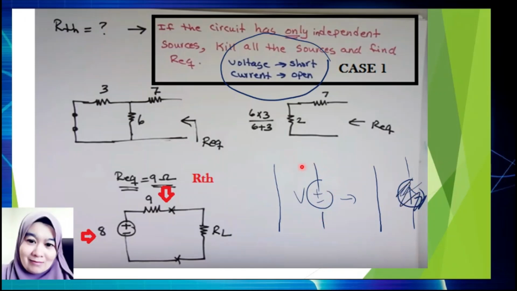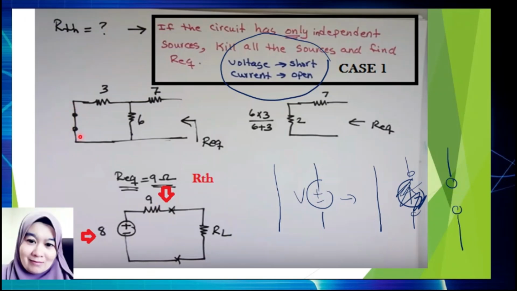Okay, here meaning that if you have a voltage, you need to put a wire. If you have a current, you need to cut the wire like this. So this is open circuit. So you can solve the circuit.